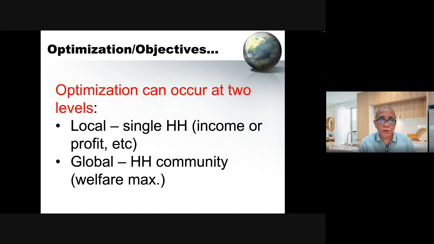But this optimization can occur at two levels. One is local, meaning a single household or income or profit, and the other one is global, meaning the community or the welfare for the society or the country. What could be optimal for a household might not be optimal for the community, so it has to be seen in terms of which one is more preferable.